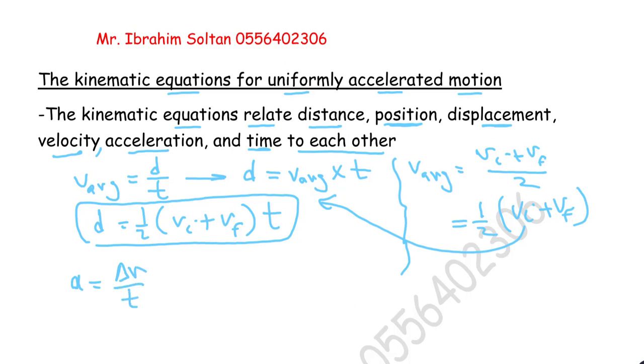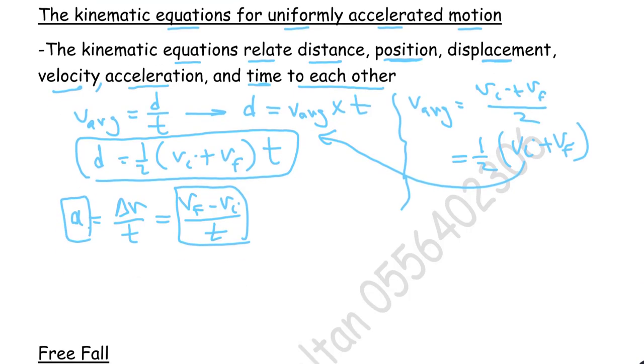Acceleration equals delta V over t, or V final minus V initial, the change in speed over time. So from here we can write this equation: AT equals V final minus V initial. So V final equals V initial plus AT.